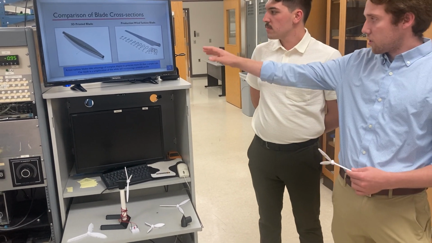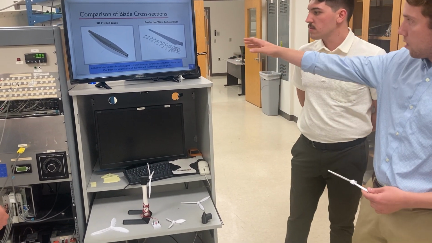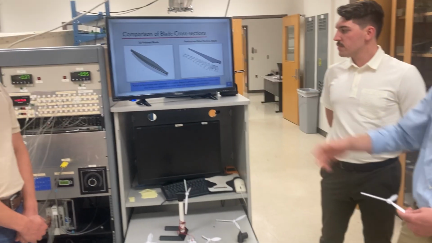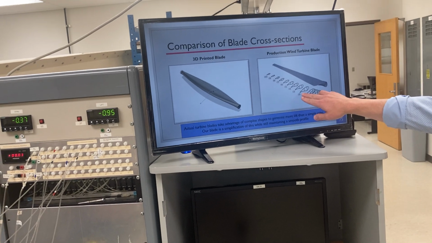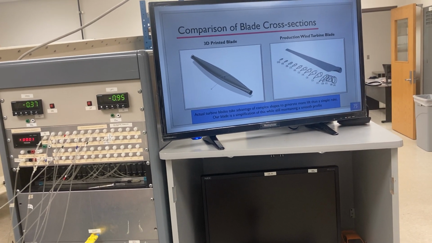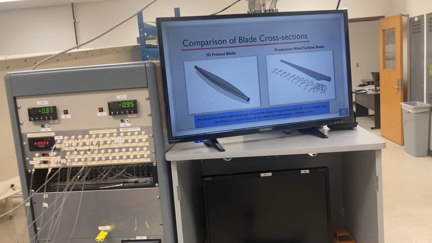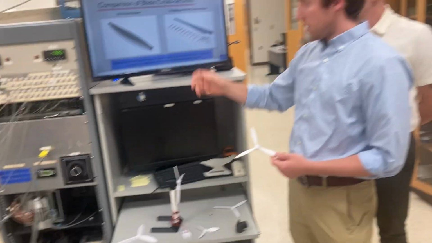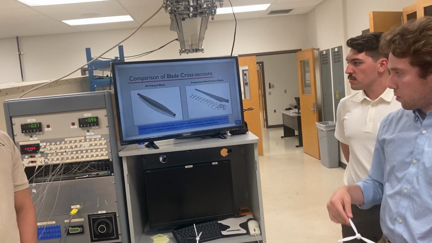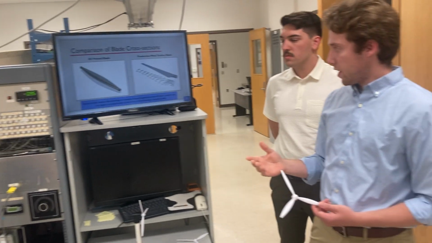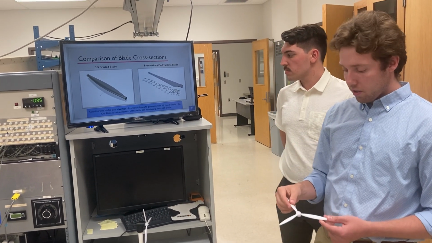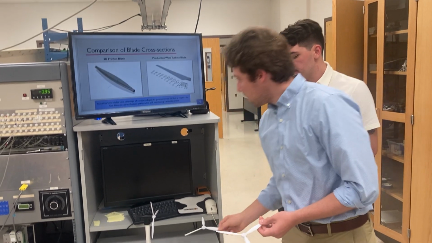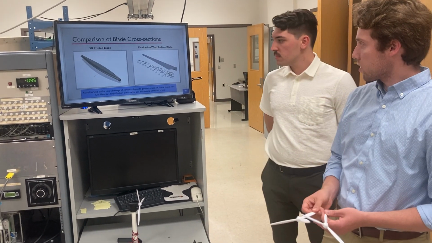So here's a cross-sectional view of our blade versus an actual production wind turbine blade. And as I was saying, with these small points and angles, those would easily break at this scale for 3D printing. So we had to simplify this concept to ensure we were getting repeatability with our manufacturing, as well as simplicity for the design and changing slight things to the design.